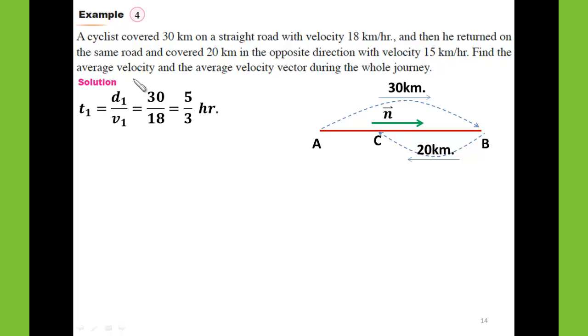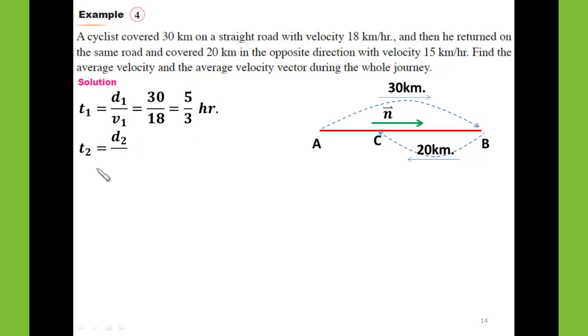T1 equals D1 over V1, which equals 30 over 18, equals 5 over 3 hour. To calculate the average velocity, we know it's equal to total distance over total time. So we must calculate the time first. So the time T1 represents the time taken in this 30 kilometers. T1 equals D1 over V1, which equals 5 over 3. The time equals the distance divided by the velocity.